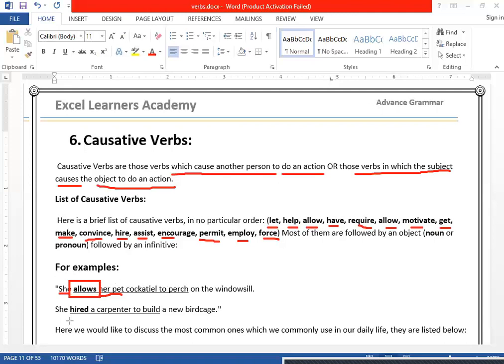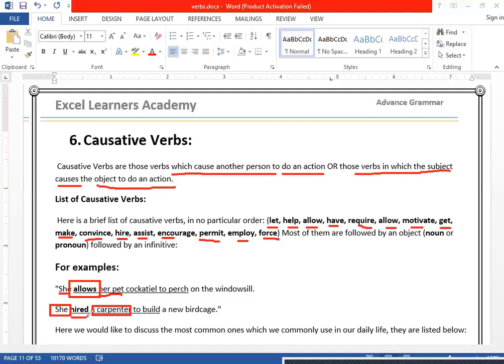For example, she hired a carpenter. She is the subject. She hired a carpenter. For what purpose? To build a new bridge. To build a new bridge. Here hired is the causative verb. She is the subject, she hired a carpenter to build a new bridge.